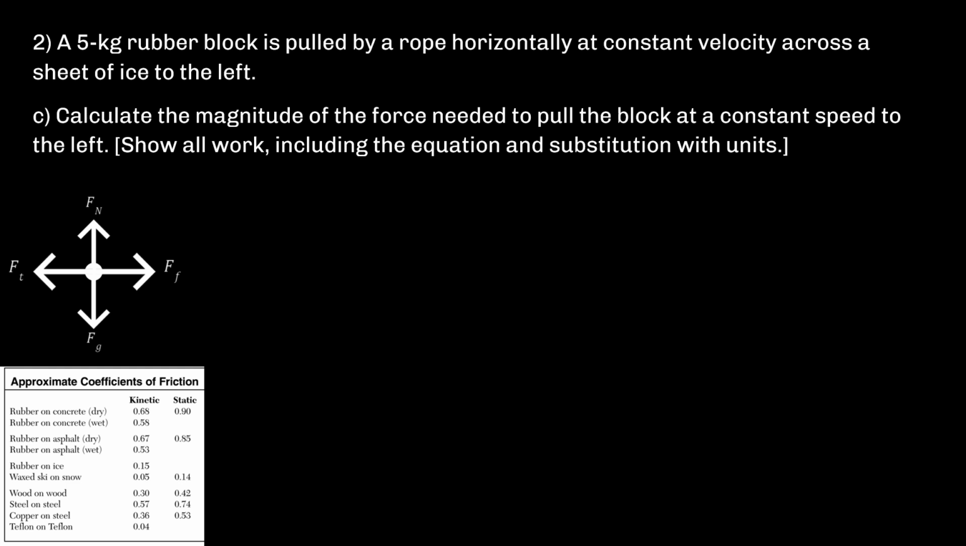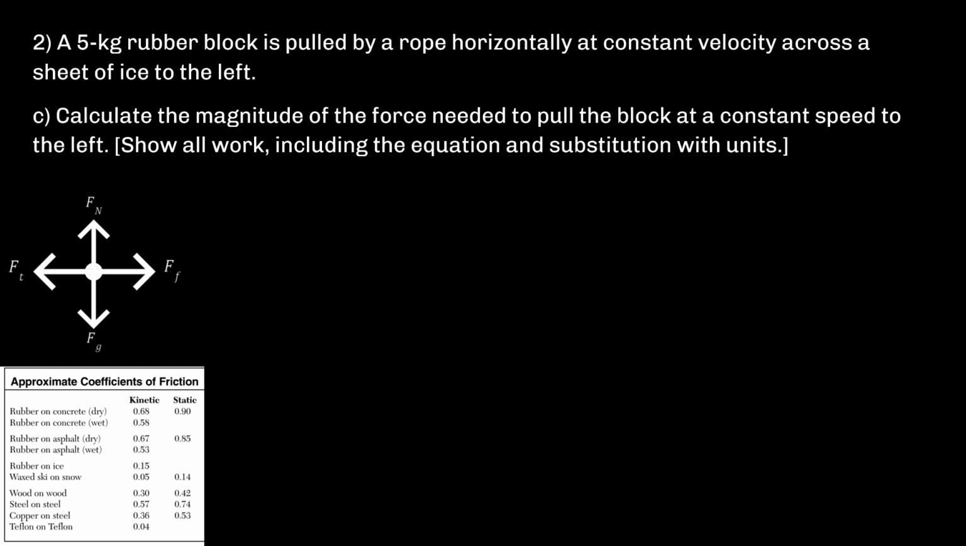So you can see here on the left side that I have my free body diagram from earlier. I also have the approximate coefficients of friction from the front page of the Regents reference table. I'm going to link this down in the description below. We're going to use this because we haven't been given the coefficient of friction in the example, but we've been given a rubber block that is on ice, and that is one of the interactions on this table.